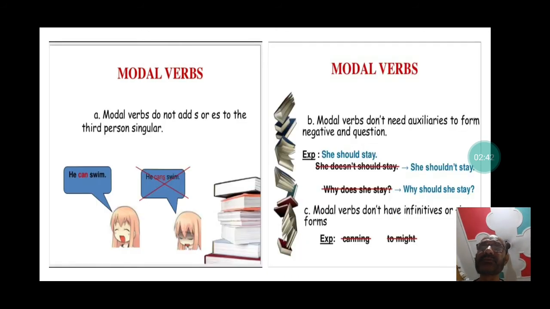As we said earlier, the modal verbs do not add S or ES to the third person singular. He can swim; he cans swim is not there. A modal verb doesn't need an auxiliary to form negative and question. For example, she should stay. Now, if we have to make it negative, we don't have to add don't or doesn't. So not she doesn't should stay. She should not stay. We add not to should and it becomes negative.